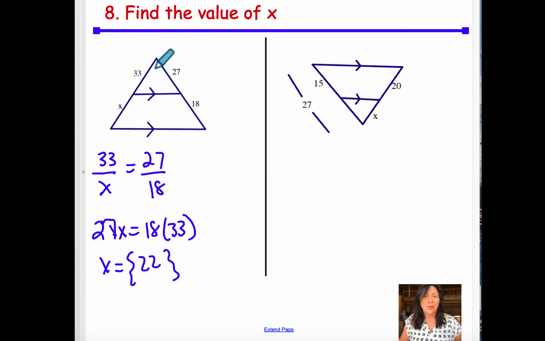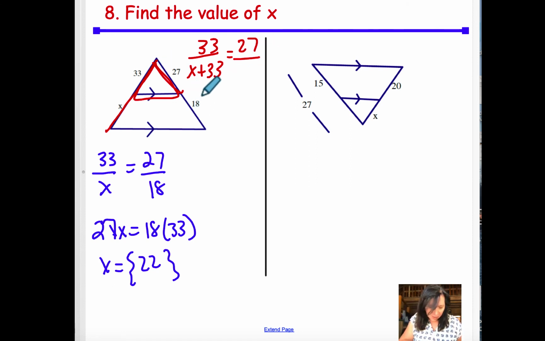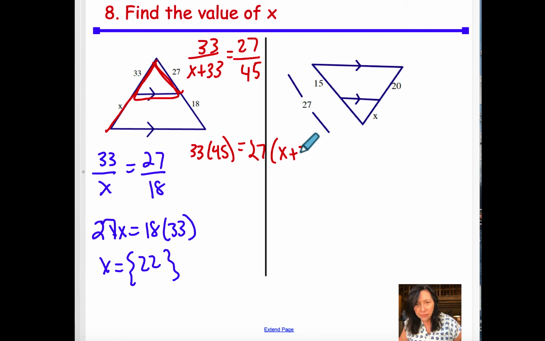For me, though, I like to split up my triangles. I'm going to say 33, the little side, is to the long side, which is x plus 33, as the little side, 27, is to the sum, which is 27 plus 18, and 27 plus 18 is 45. I'm going to cross multiply, and that's going to give me 33 times 45 is equal to 27 times x plus 33.